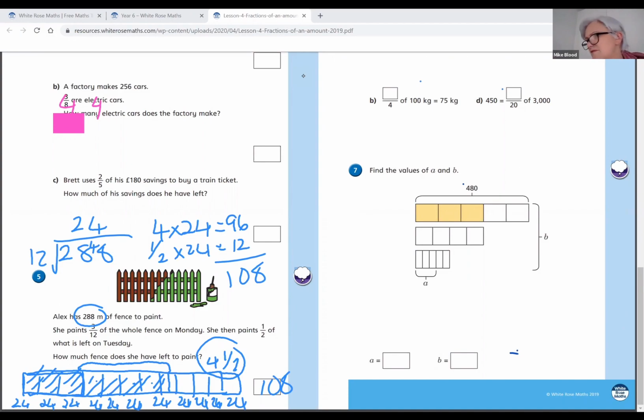Is that right? Let me just check. 108 meters. I was doubting myself because the answer to this was 108 as well. Now, if you're not sure about that one, you're probably going to have to let me know on the messages, and I will do a better construction of the bar. It's a little bit tricky on here. Let me know. 108 meters was what's left.